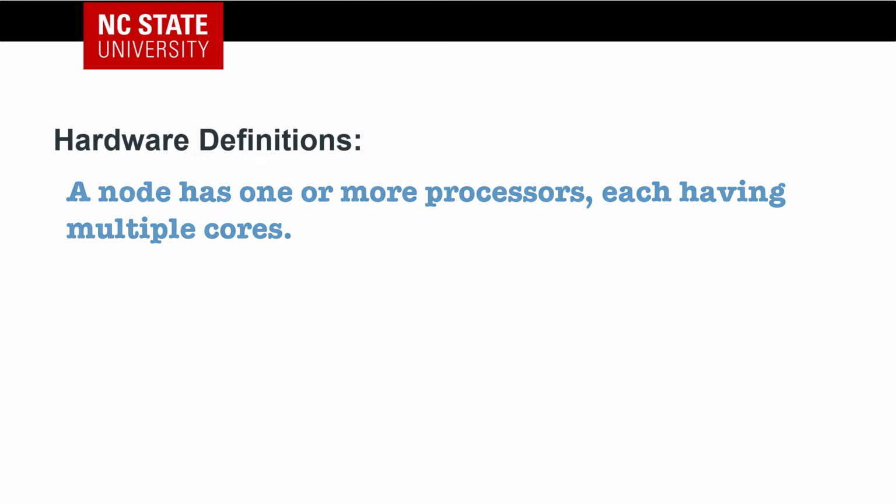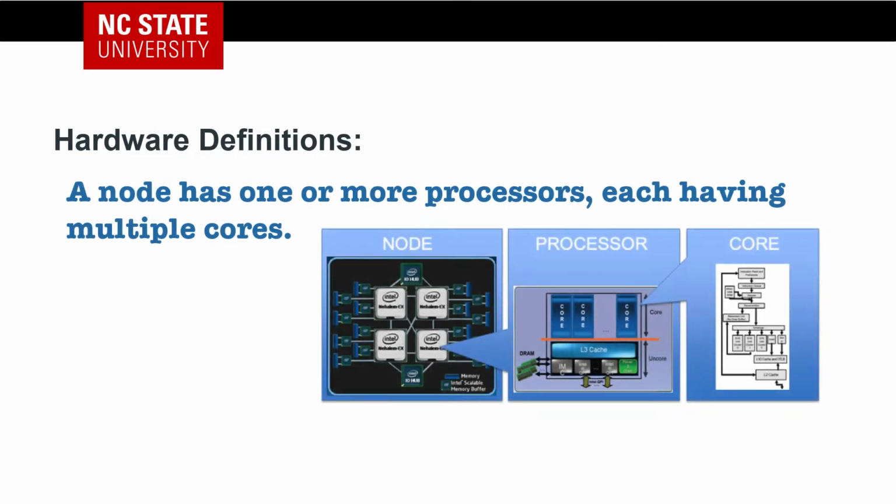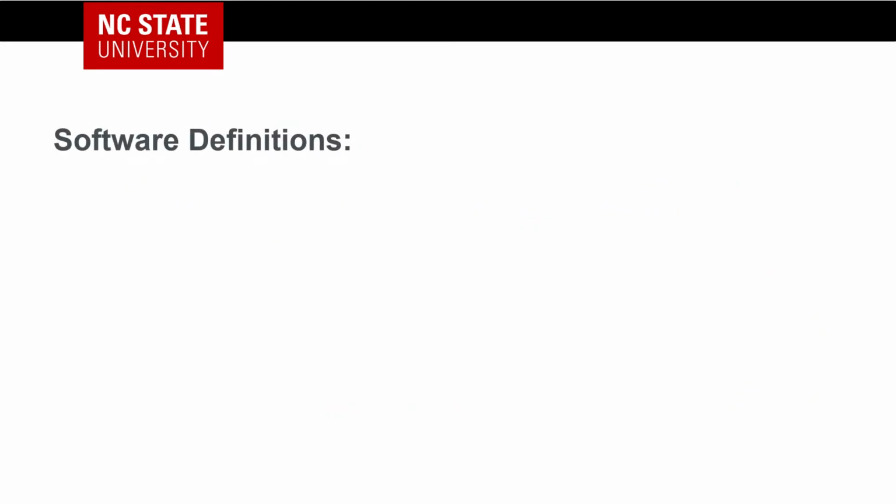In our documentation for Henry II, we refer to a node having multiple processors, each having multiple cores. The software definitions can be confusing too and might vary depending on who you talk to.